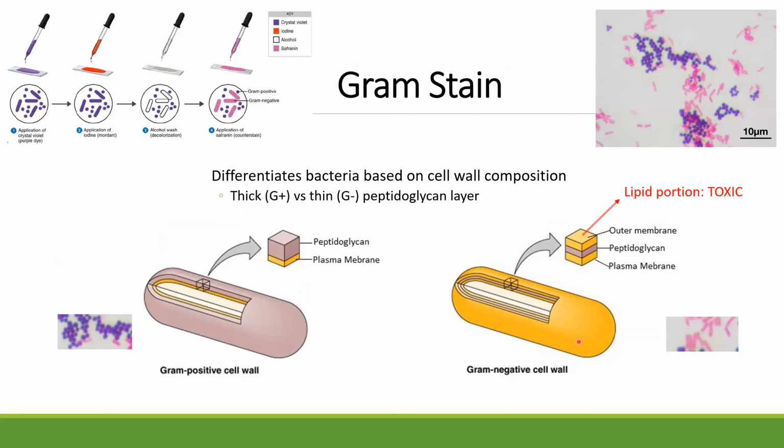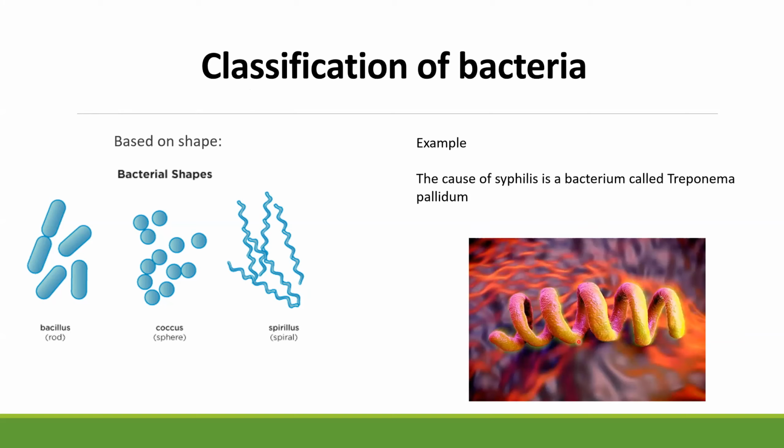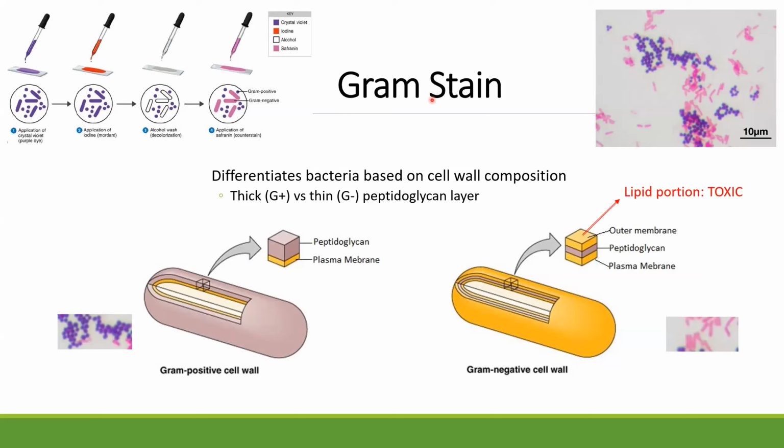So I told you guys that we can classify bacteria based on shape. These are the 3 basic shapes. I want you guys to feel very comfortable with each of these shapes. You can also classify bacteria according to how they react to the gram stain. So bacteria can either be gram positive or gram negative. When it is gram positive, it's going to produce this purple color. When it is gram negative, it's going to produce this pink color.